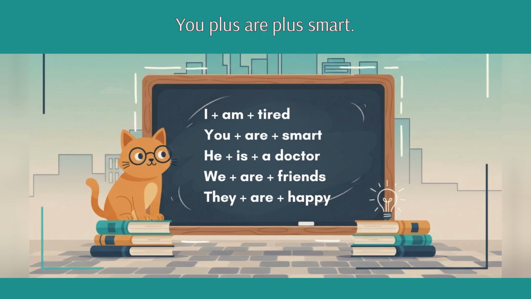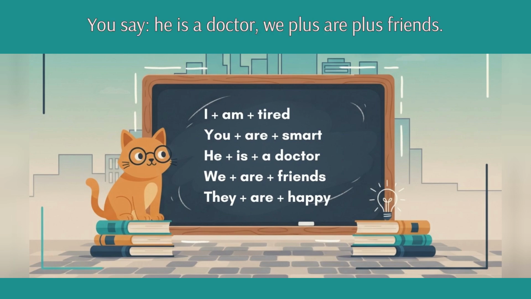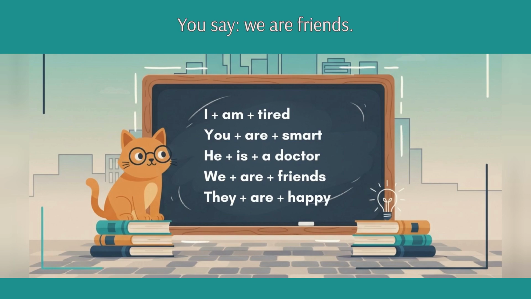You plus are plus smart. You say, you are smart. He plus is plus a doctor. You say, he is a doctor. We plus are plus friends. You say, we are friends. They plus are plus happy. You say, they are happy.